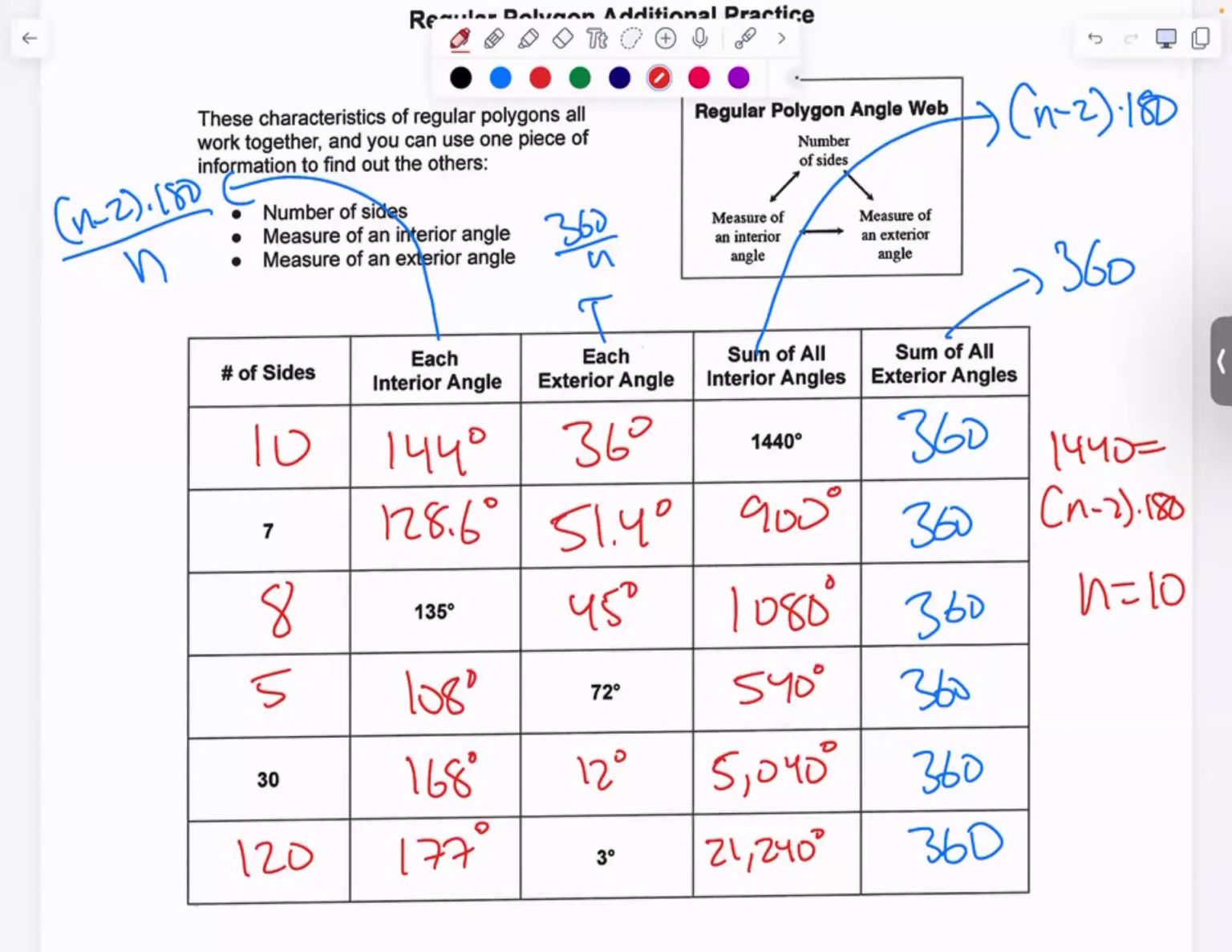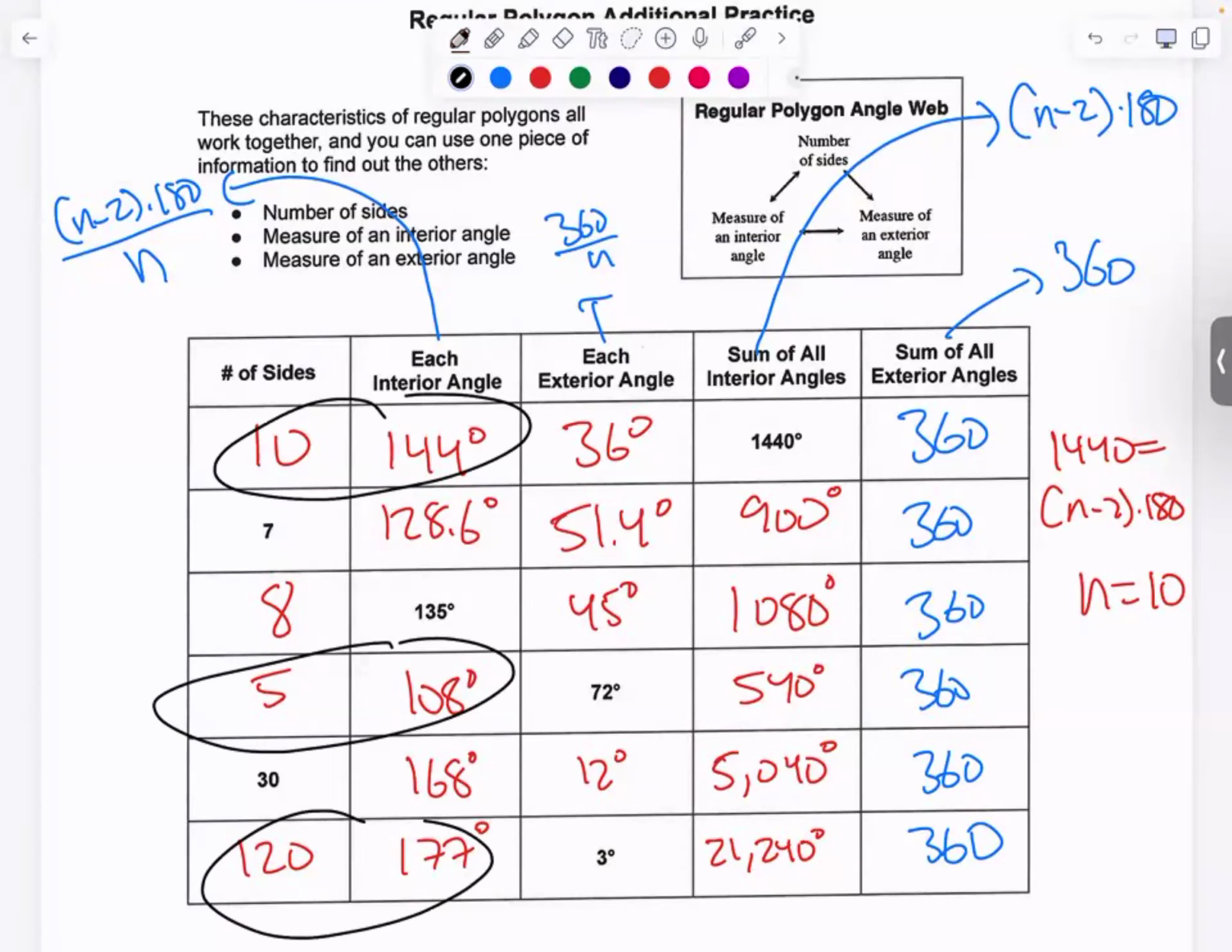You're simply dividing 360 by the number of sides to get the measure of each exterior angle. Once you get each exterior angle, get each interior angle, and then you're just multiplying these together, right? One decimal place is fine. That's standard. Yeah, 120 times 177, 30 times 168, and so forth.